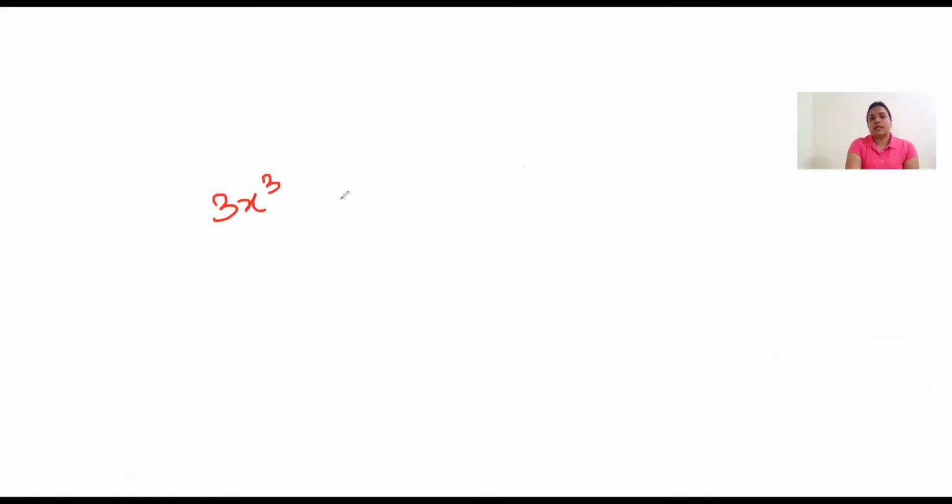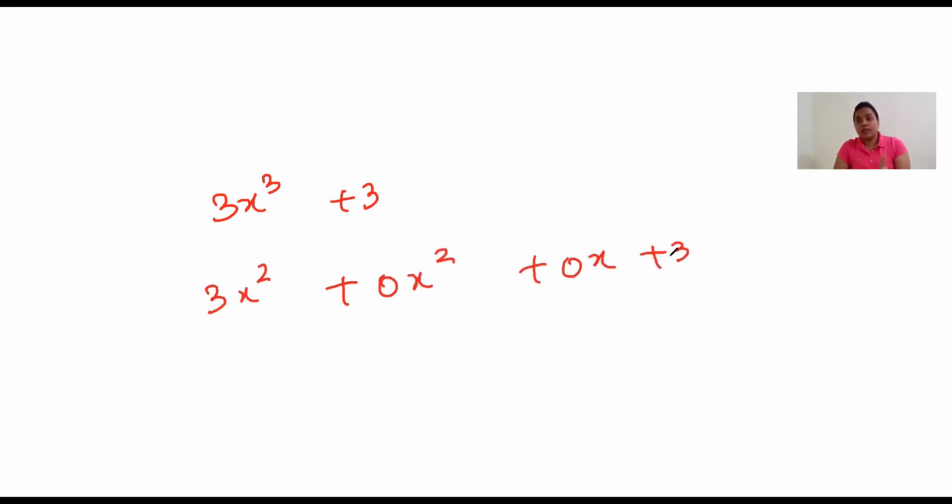Suppose the polynomial is 3x cube plus 3. In this, we don't have the power 2 and we don't have the power 1. So we can write this polynomial as 3x cube plus 0x square plus 0x plus 3. It means the terms having x square and x have the coefficients as 0. The term having x cube has a coefficient of 3 and the constant term is also 3. So if some terms are not there, it means the coefficient is 0 for that specific term.